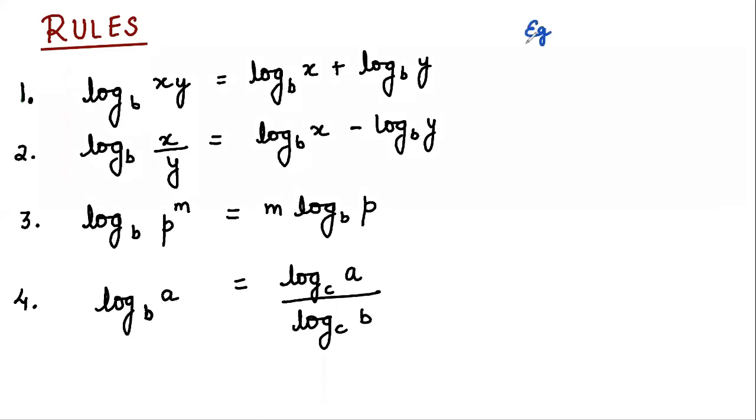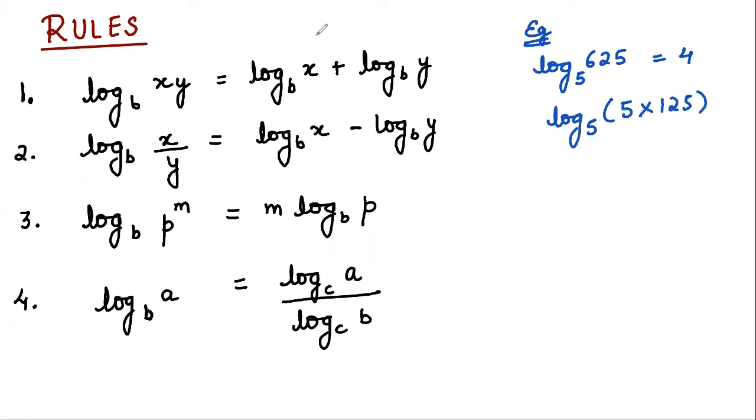Let's say if I ask you what is log 625 to the base 5. So you know I'm asking you 5 to the power what will give you 625 and you know the answer is 4. Now if it is difficult to find out in this manner, what we can do is we can write 625 as product of 5 into 125.